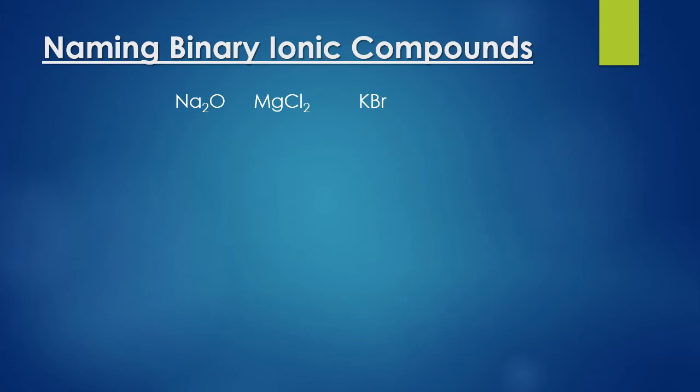Let's look at naming binary ionic compounds. If you look at the 3 examples above, you know that all of them are ionic because we always have a metal with a nonmetal. Also notice, the metal always comes first. So we have sodium, an alkali metal, the first element present in the first compound. We have magnesium, which is an alkaline earth metal, and then potassium. So it's always the metal and then the nonmetal portion. We are not going to use prefixes, so forget about them. No mono, di, tri, tetra, anything.